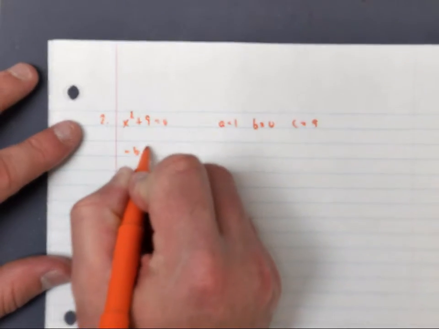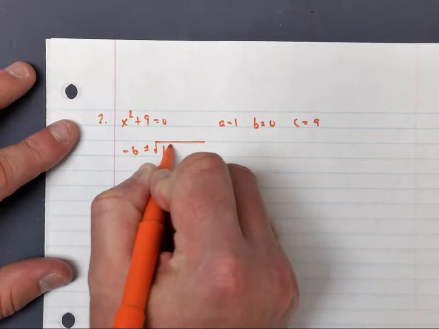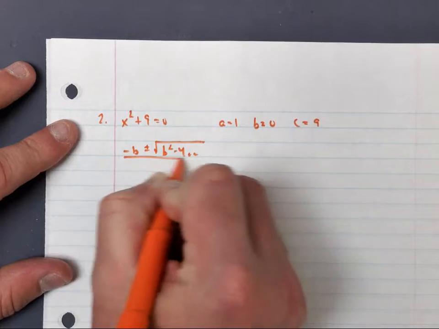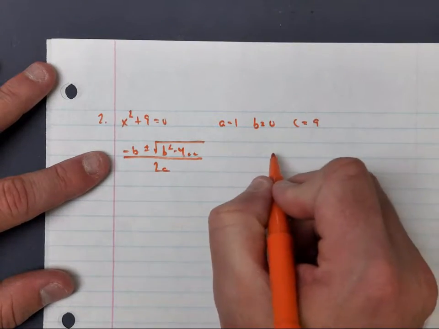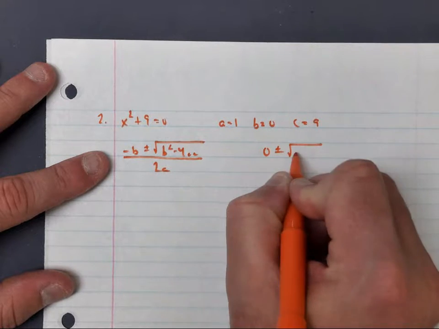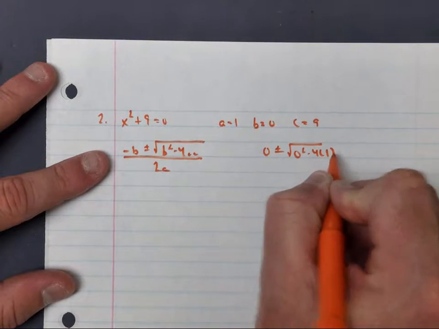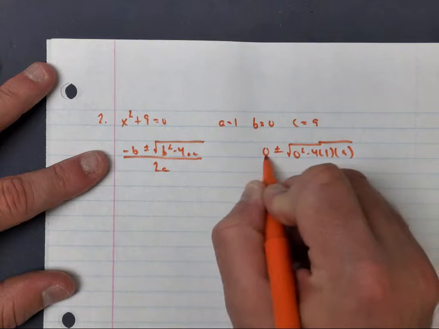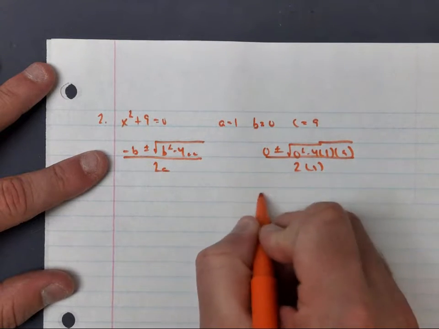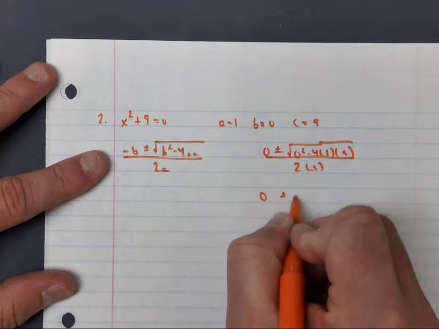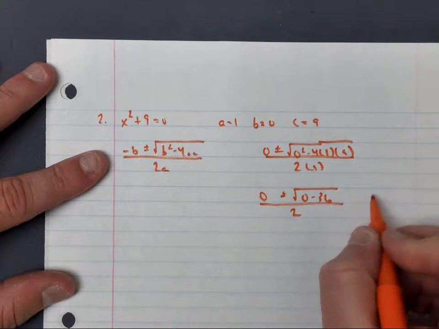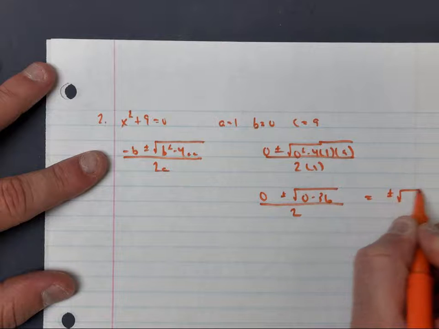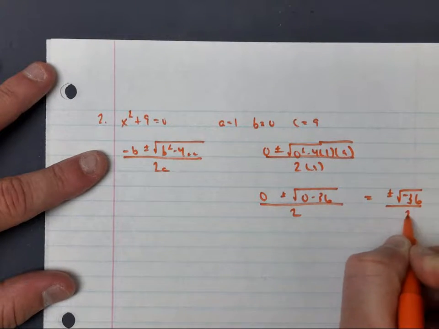Remember quadratic formula, opposite of b, plus or minus the square root of b squared minus 4ac, all over 2a. Opposite of b, well, opposite of 0 is just 0, plus or minus the square root of 0 squared minus 4 times 1 times 9, all over 2 times 1. That gives me 0 minus 36, which equals plus or minus the square root of negative 36 over 2.